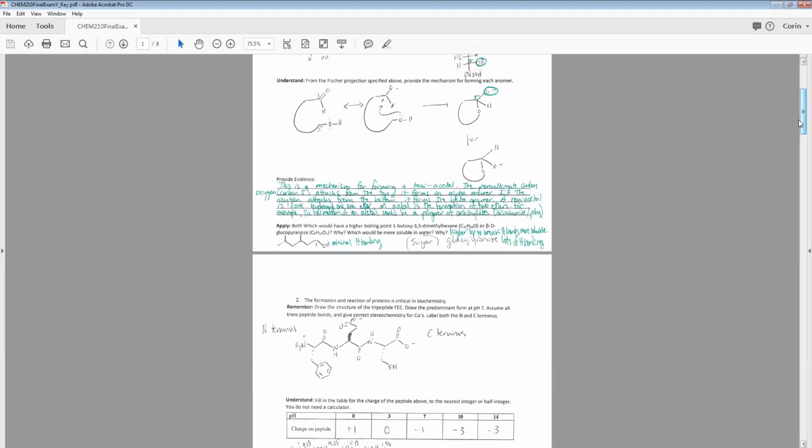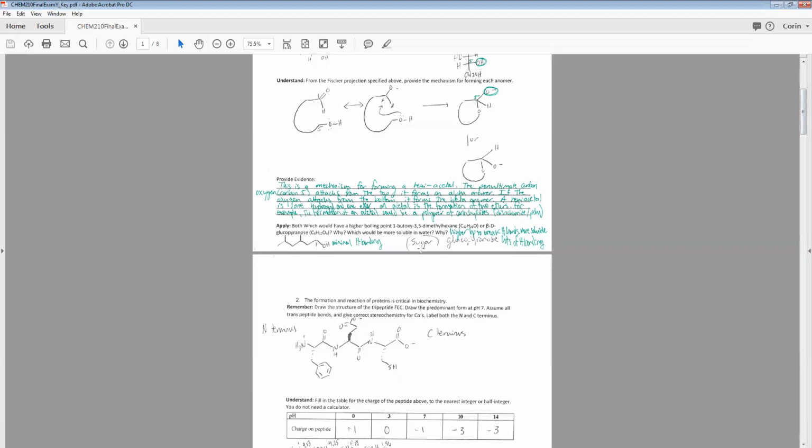Which would have the higher boiling point, 1-butoxy-3,5-dimethylhexane or beta-D-glucopyranose? Why? Which would be more soluble in water? Why? So in this case, right, the 1-butoxy-3,5-dimethylhexane is predominantly an aliphatic carbon chain. There's really only one hydroxyl group. It's going to have minimal hydrogen bonding.